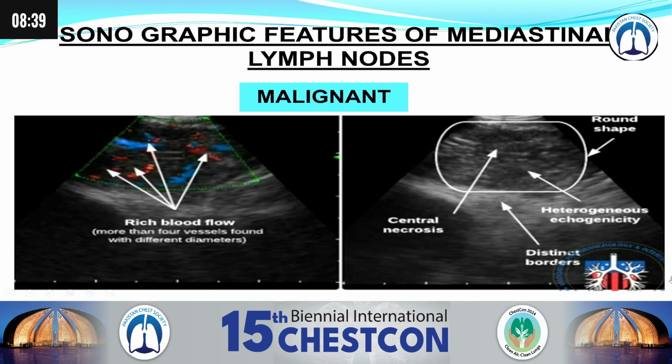Yesterday we did a workshop at MH Rawalpindi, and the lymph node had a lot of necrosis in it. So black material was aspirated in our first pass. And it has heterogeneous echogenicity and a distinct border is seen.